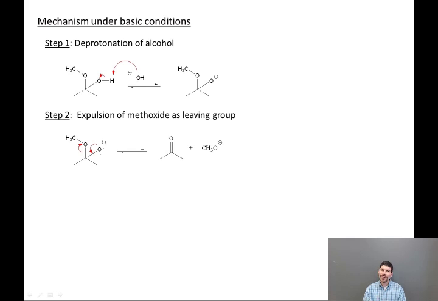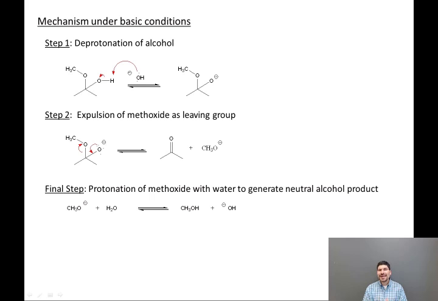Now, you may be thinking in your head, I can't do this, that's not a good leaving group, it's a strong base. Well, in this reaction, it's okay to have a strong base as a leaving group because the reaction is taking place under strongly basic conditions. So as long as you have a base as strong as OH-, kicking out OCH3- is not kicking out a base that's any stronger than the base that we are using to start the mechanism. So in this case, under basic conditions, methoxide is fine as a leaving group. So we've generated our carbonyl compound.